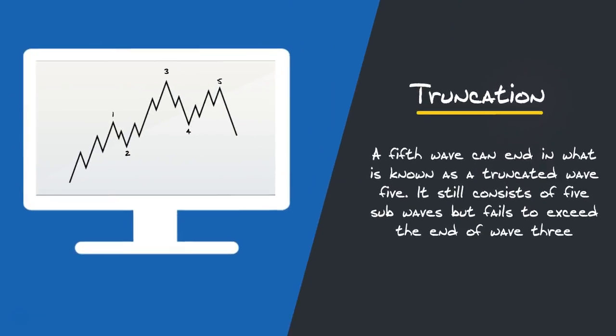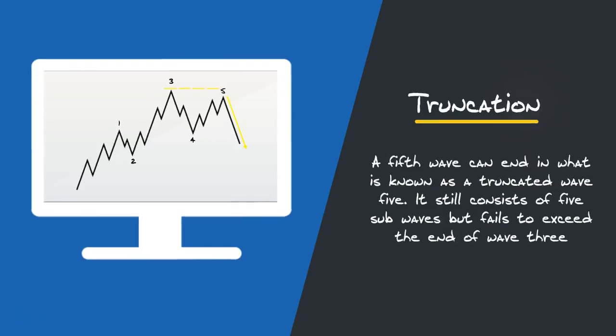There are times when the 5th wave may end in what is known as a truncated wave 5. Also known as a failure, the impulsive wave weakens and fails to exceed the endpoint of wave 3. It still consists of 5 subwaves and often occurs after a strong 3rd wave. It is typically short and usually signals a reversal pattern.